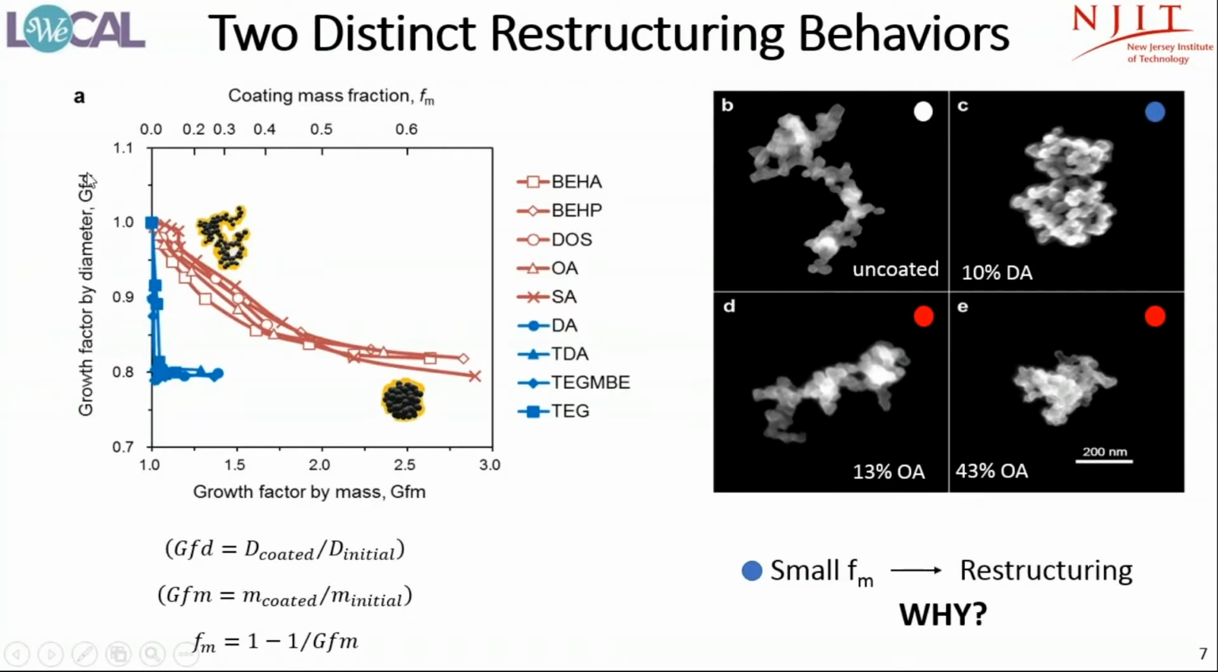My data is expressed in terms of what we call a growth factor by diameter as a function of growth factor by mass. GFD simply means the ratio of the coated soot particle to its initial or uncoated state. And here you see that this ratio is always less than 1. The reason is that the presence of the coating on the surface of the soot aggregate actually causes it to collapse. And so the collapsed diameter is always smaller than the initial starting diameter. This is why this ratio is less than 1.